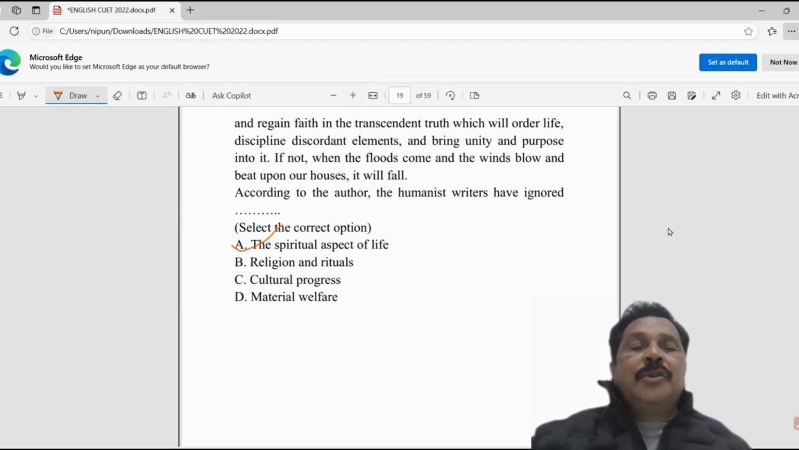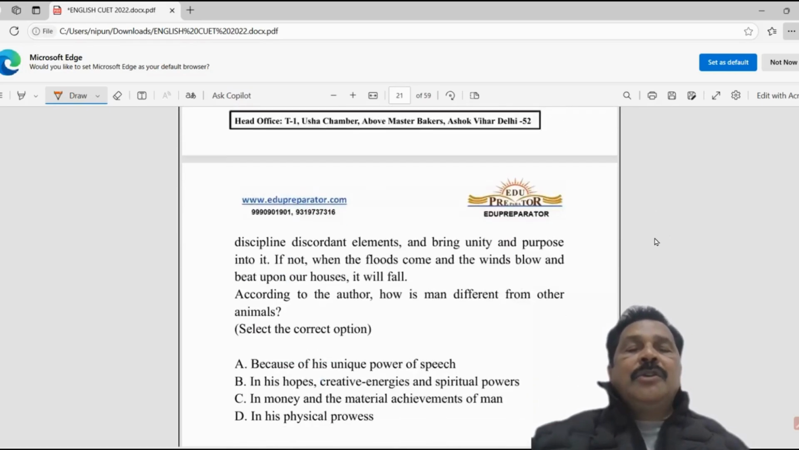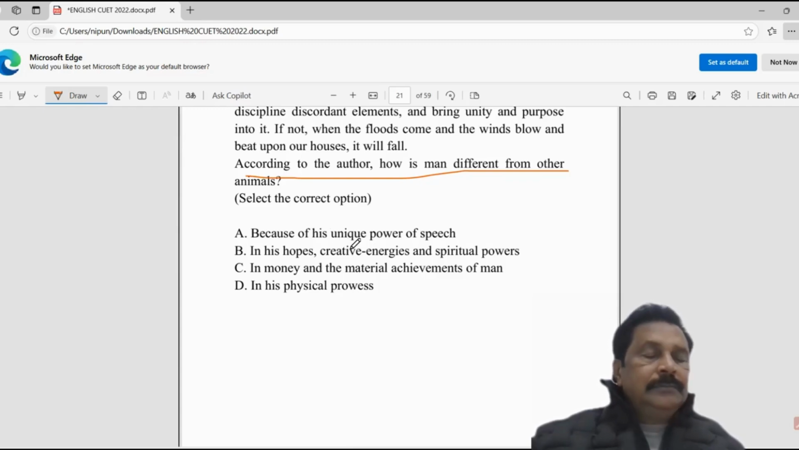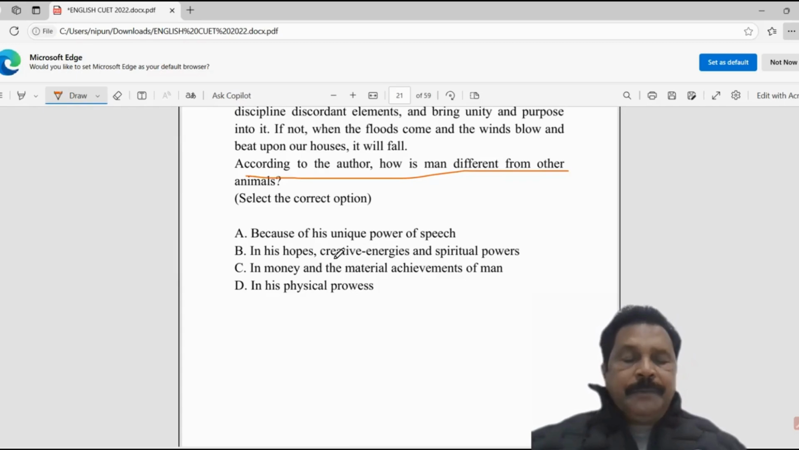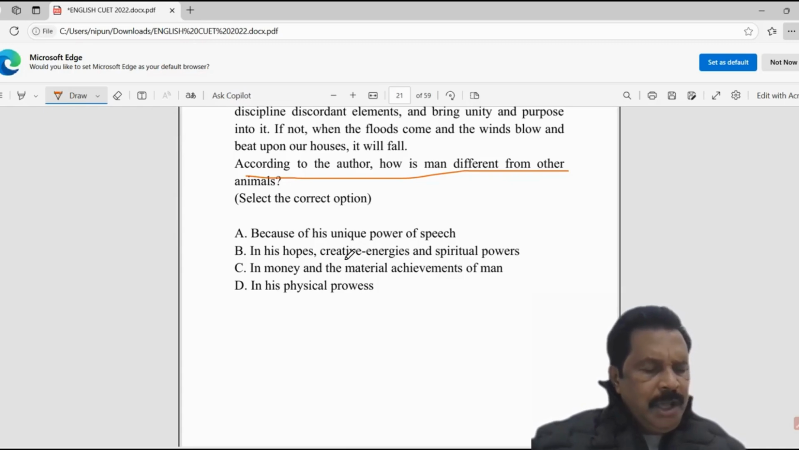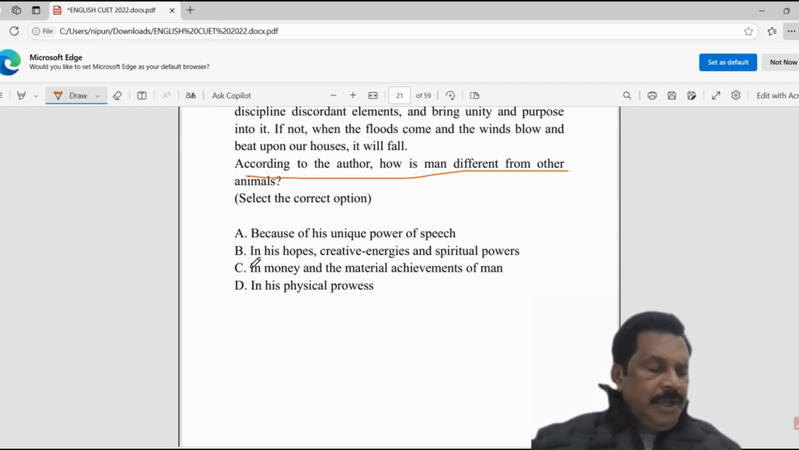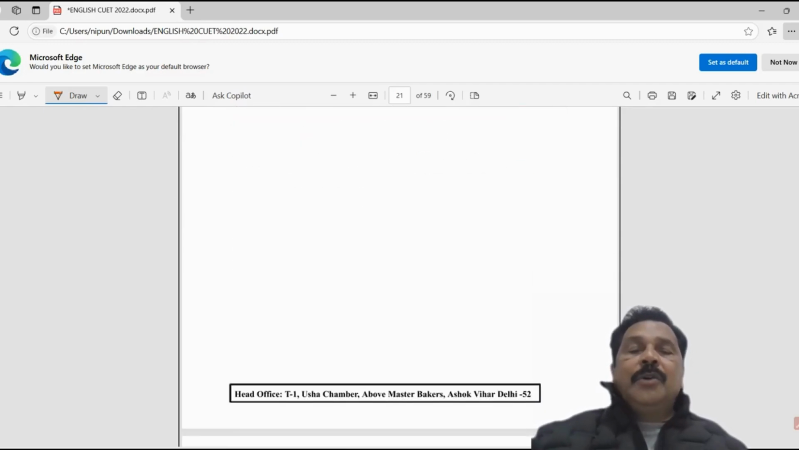That will take you to the third part of the questions. Again, the passage is the same, only the questions are different. According to the author, how is man different from other animals? Because of his unique power of speech, only human beings will have it. Options: in his hope, creative energies and spiritual powers, in money and material achievements of a man, in his physical prowess. And the answer is B, in his hope, creative energies, and spiritual powers.